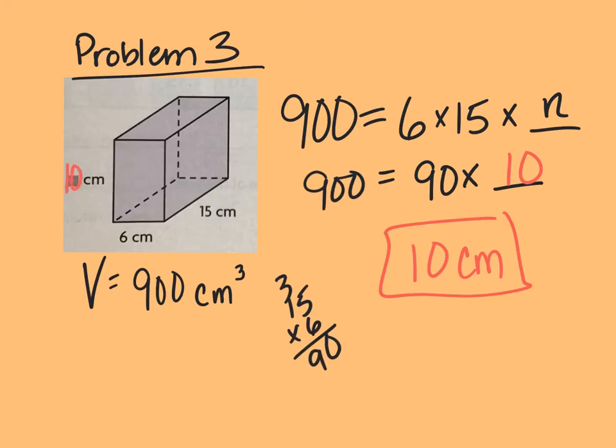And I could fill that in over here. If I were a 4-level student, I would check my work. I would say 10 times 15 times 6, and I would see if I come up with 900. If I did, then I would know that my answer was correct.